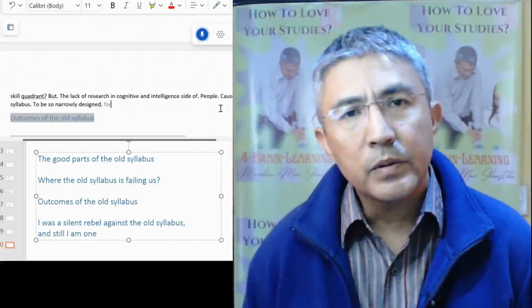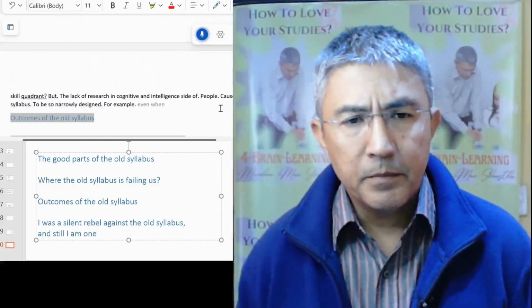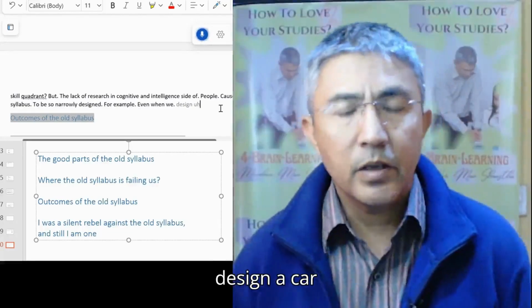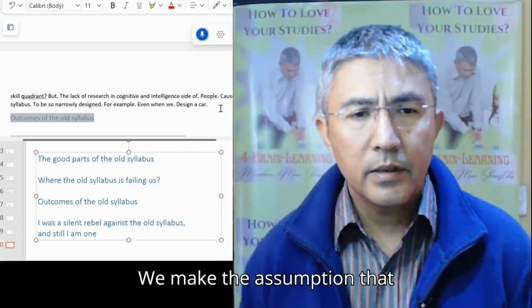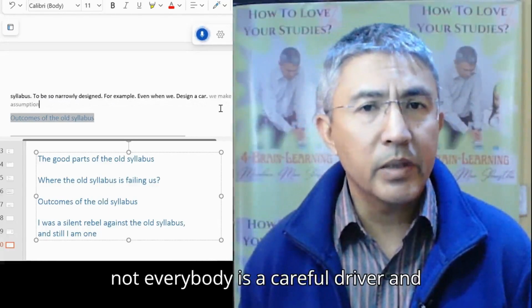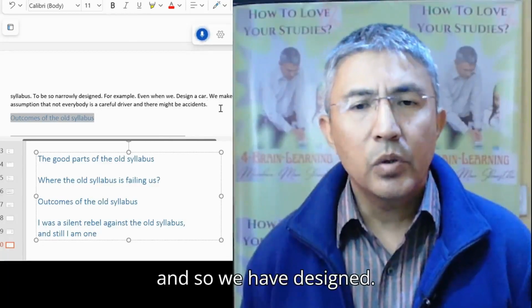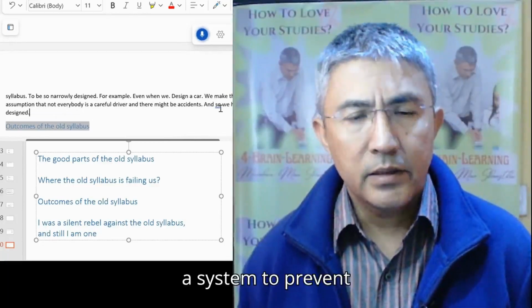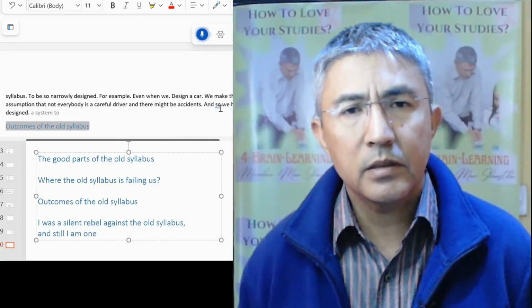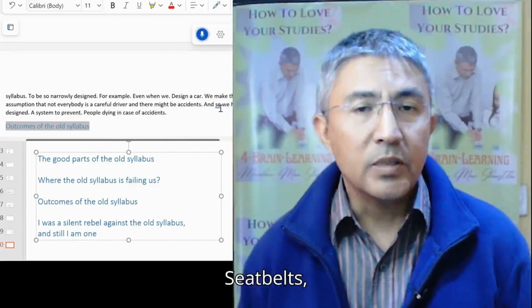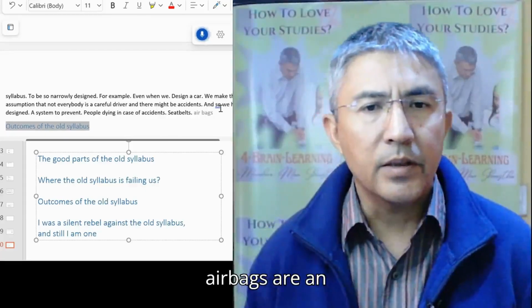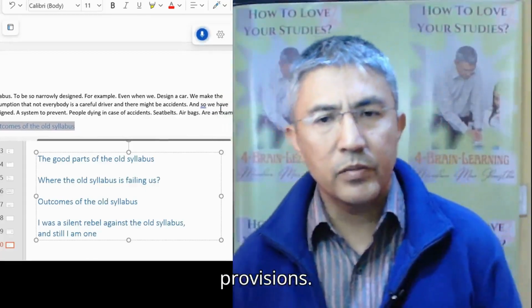For example, even when we design a car, we make the assumption that not everybody is a careful driver and there might be accidents. And so we have designed a system to prevent people dying in case of accidents. Seat belts and airbags are an example of such provisions.